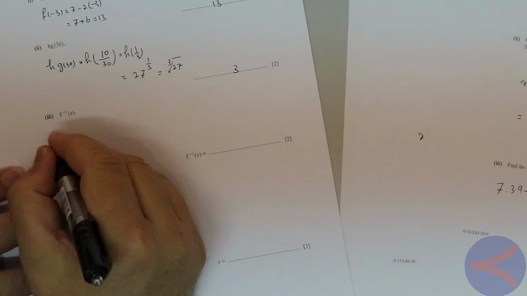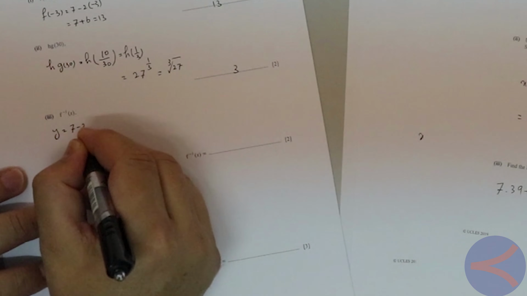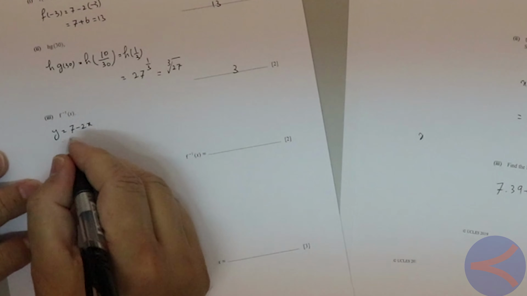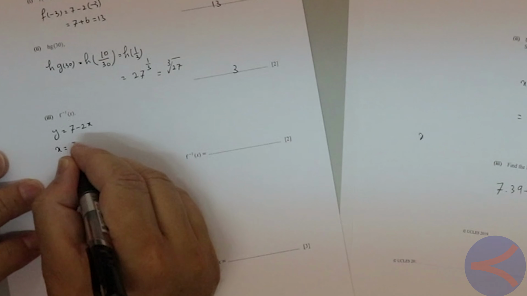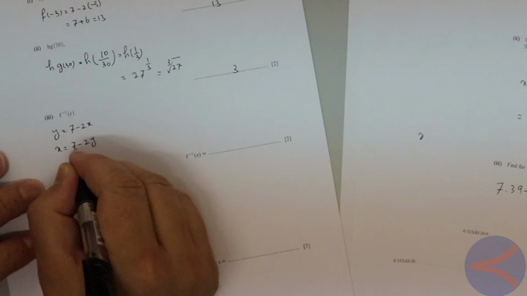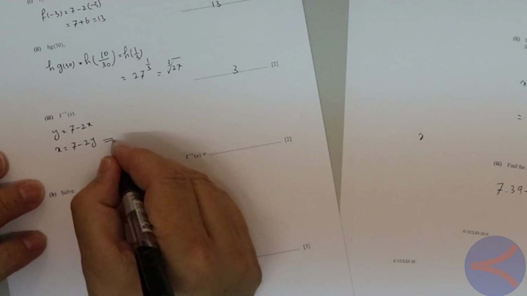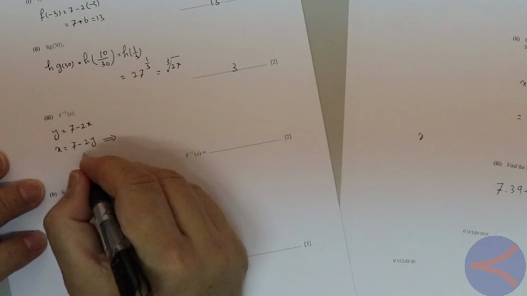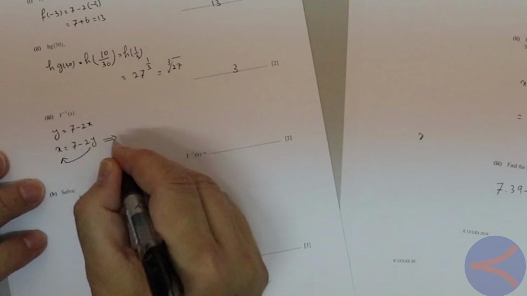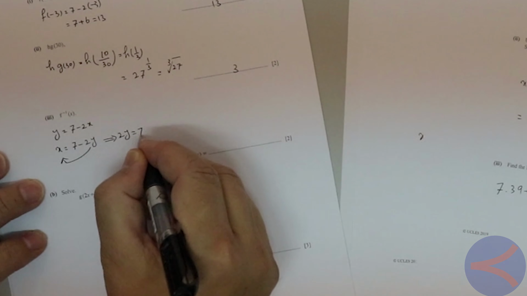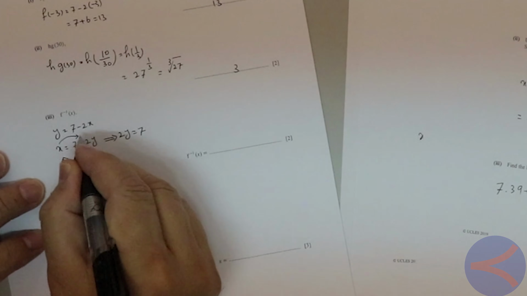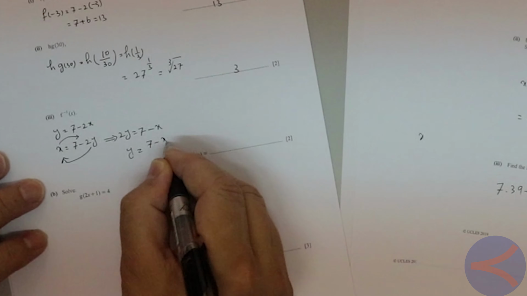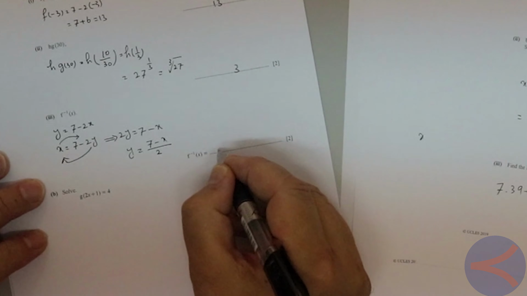f inverse: you know y is equal to 7 minus 2x. To find f inverse, just change x to y and y to x. Therefore, x will be equal to 7 minus 2y. Now, make y the subject. Bring 2y to this side, so 2y is positive, 7 remains there, and x comes here as negative x. Therefore, y will be equal to 7 minus x, divided by 2, which is your f inverse.